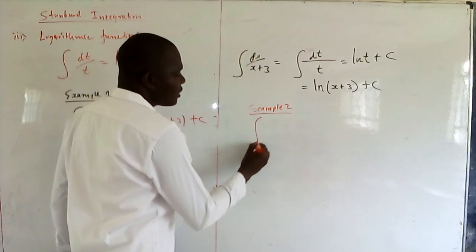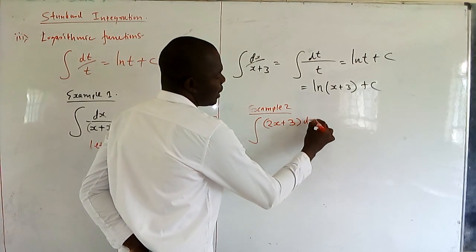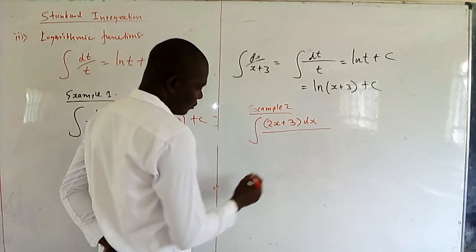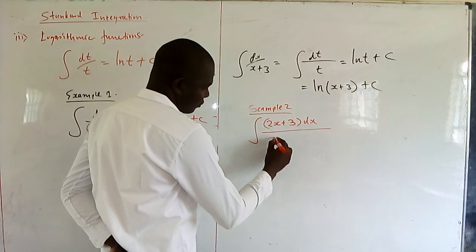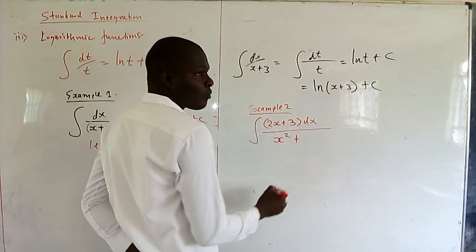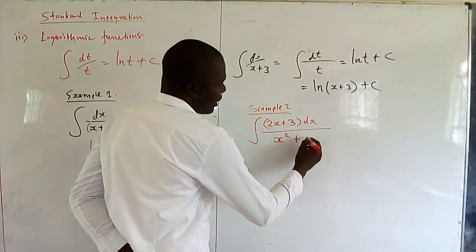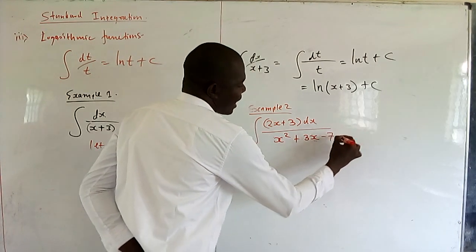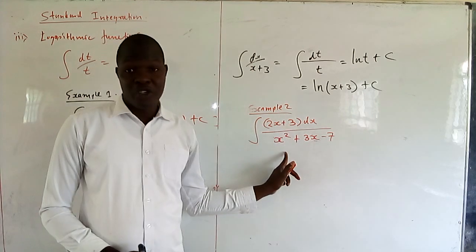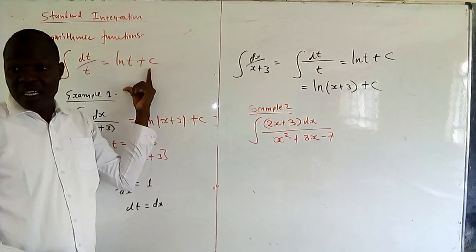Example number 2, we are told to integrate 2x plus 3 dx over x squared plus 3x minus 7. You want to integrate this problem. Now what have I said? The first thing you check, these are polynomials. The polynomials in many cases will turn out to be logarithmic in nature if you integrate. Are you seeing that? Are we together?